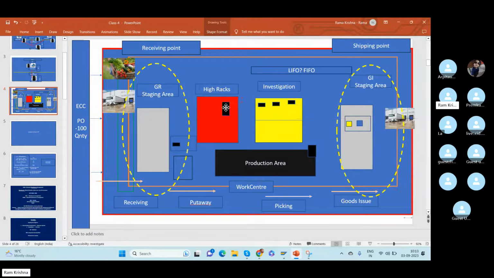Now what we should do? When the warehouse operator sees this activity, this is damaged, what should you do, guys? Tell me. Block the stock. We need to block the stock. What do you mean by block the stock?